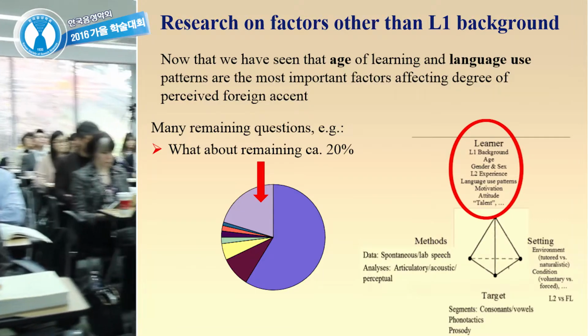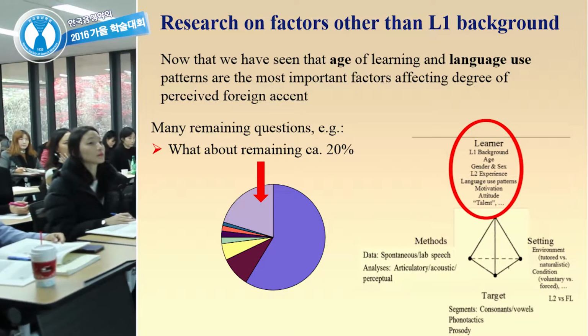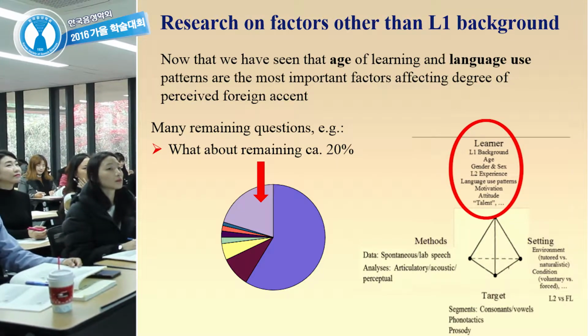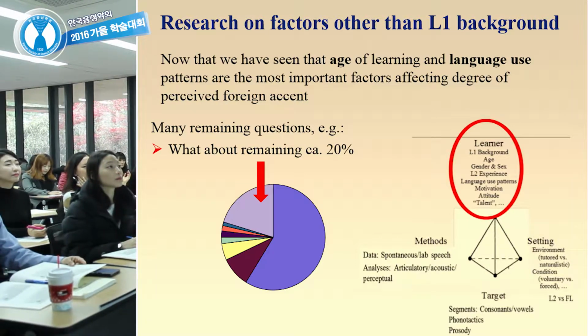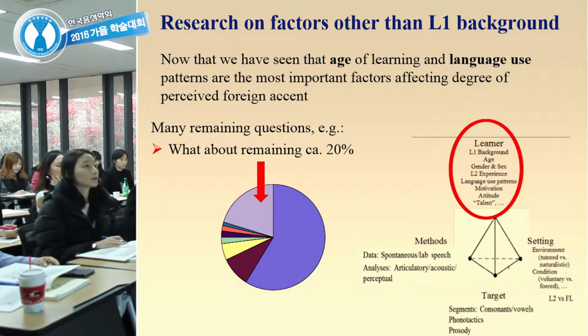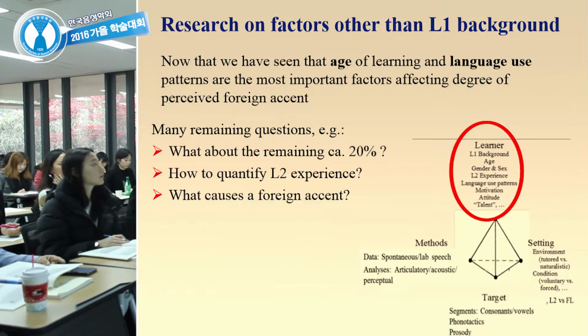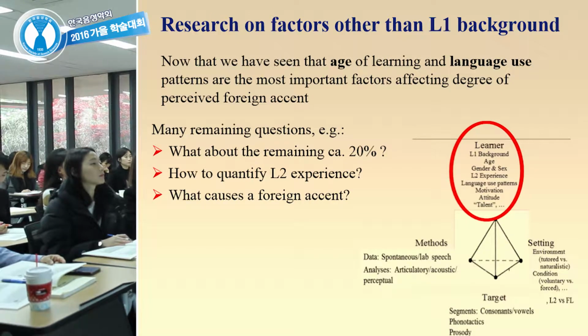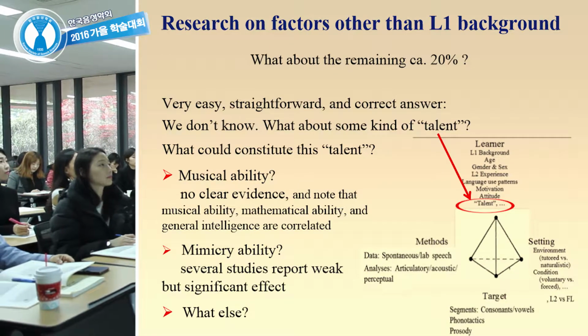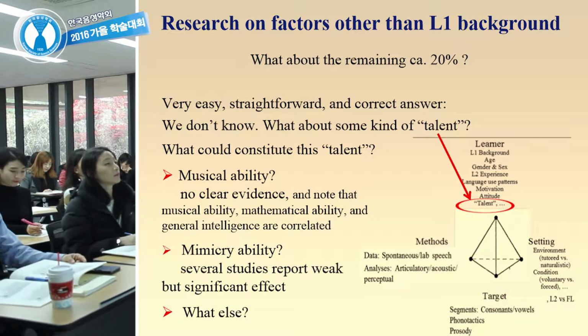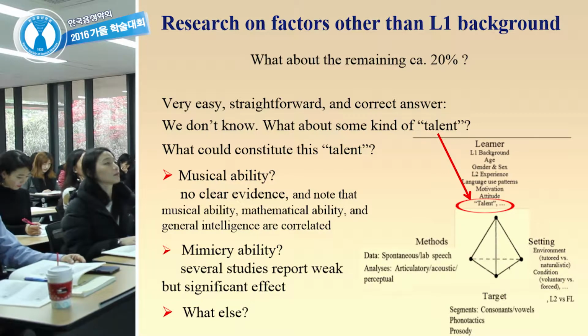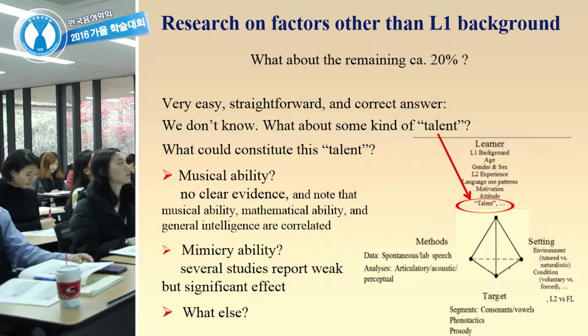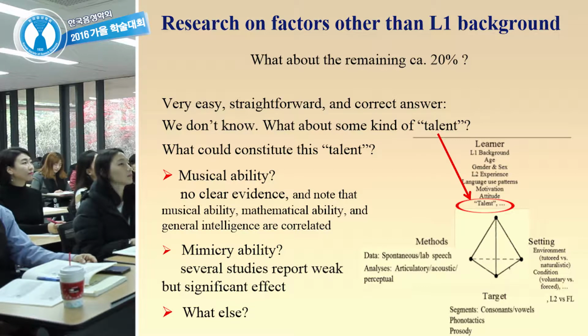Okay, now that we have seen that age of learning and language use patterns are the most important factors affecting degree of foreign accent, what about the remaining 20%? There are 20% that are simply unaccounted for. How do we quantify it to experience, and what does indeed cause foreign accent? And the very straightforward, easy, and correct answer is we simply don't know about these remaining 20%.